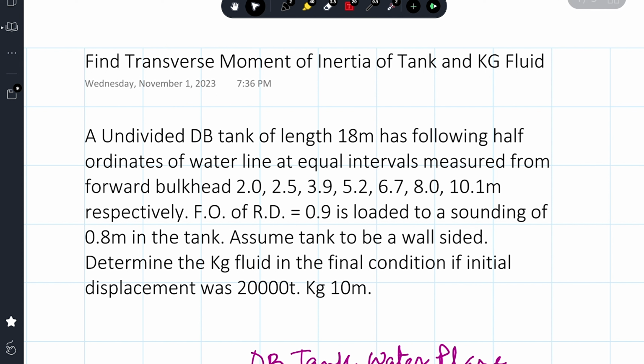This video is about finding the KG fluid of a vessel, but the main thing is about finding the free surface moment of an oil tank, and we will see what kind of moment of inertia we need to work out to get the FSM and then the KG fluid. So let's see the past paper from Chief Mates.